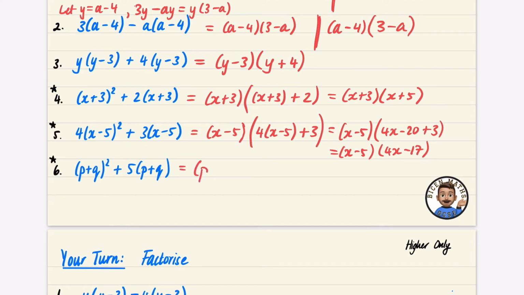They've both got a p plus q as a common factor. So I'll do p plus q, big brackets, another p plus q. It could have brackets. I'm not going to put them in this time because they're not necessary for this one. They were necessary for this one though because they were multiplying by 4. And then for the second bracket, it's just going to need to be the p plus q multiplying by a 5. So this is your answer, p plus q, brackets p plus q plus 5.